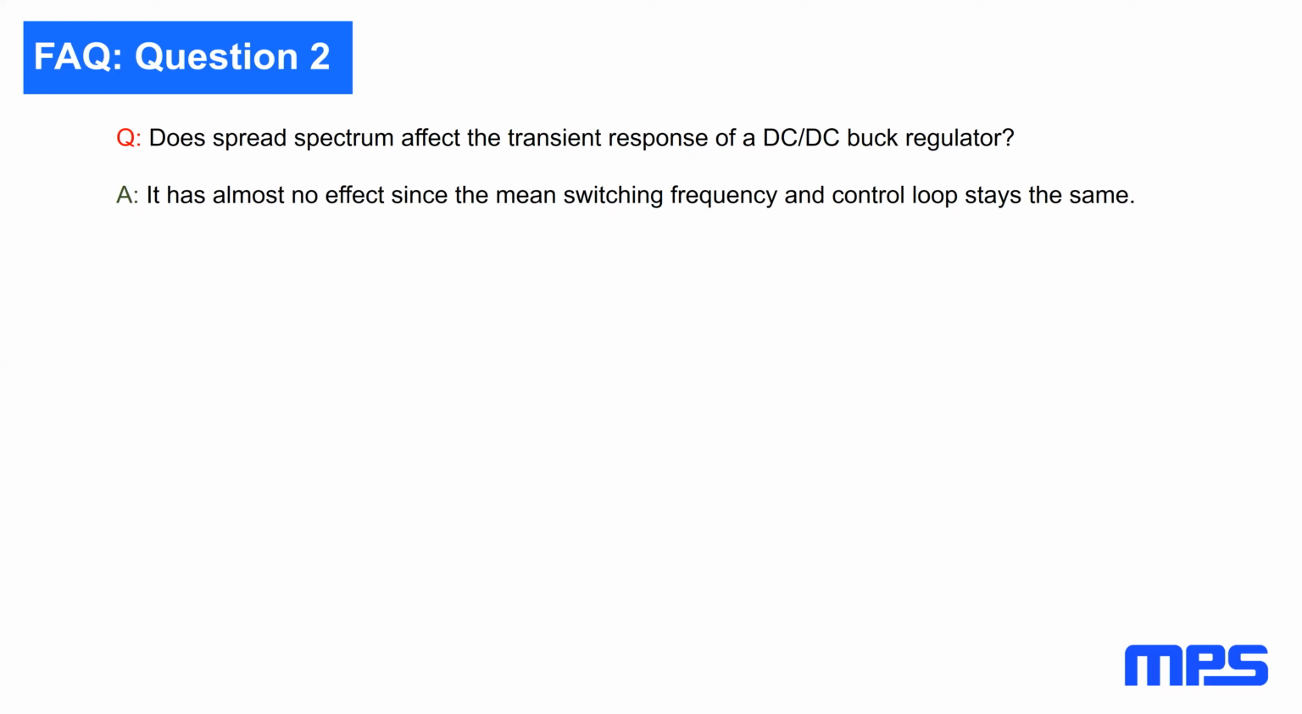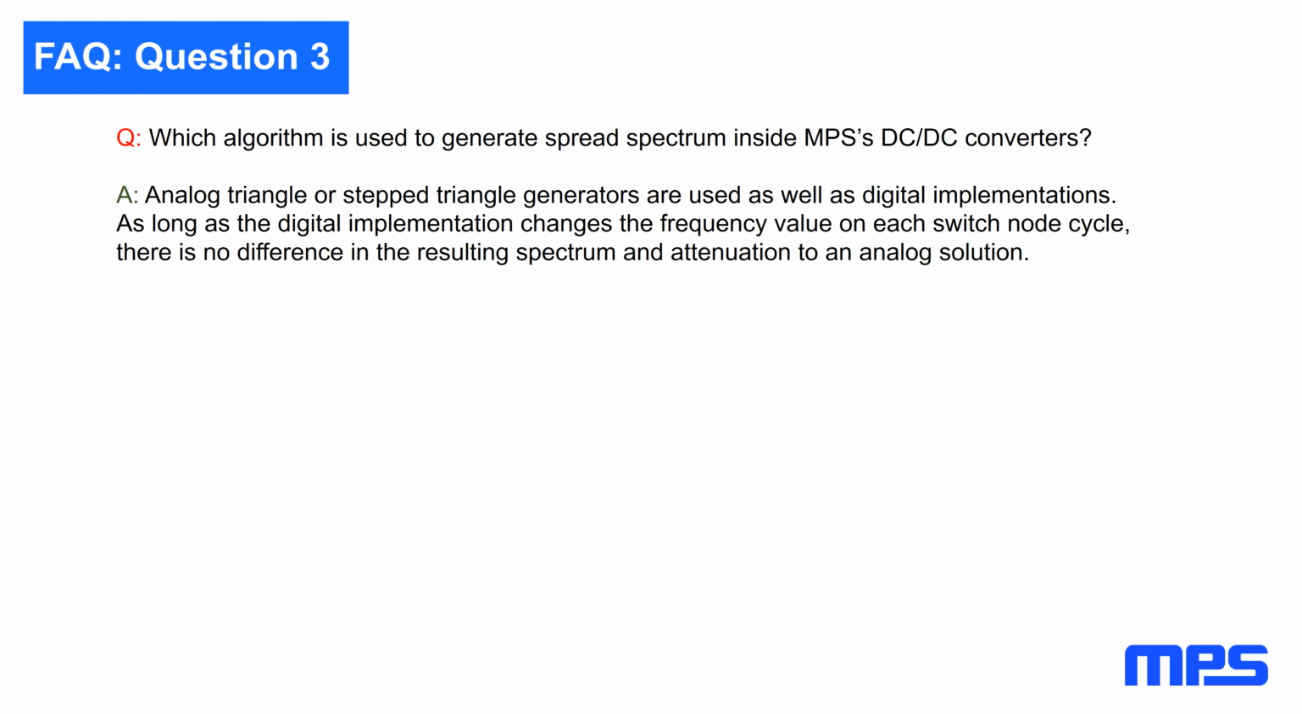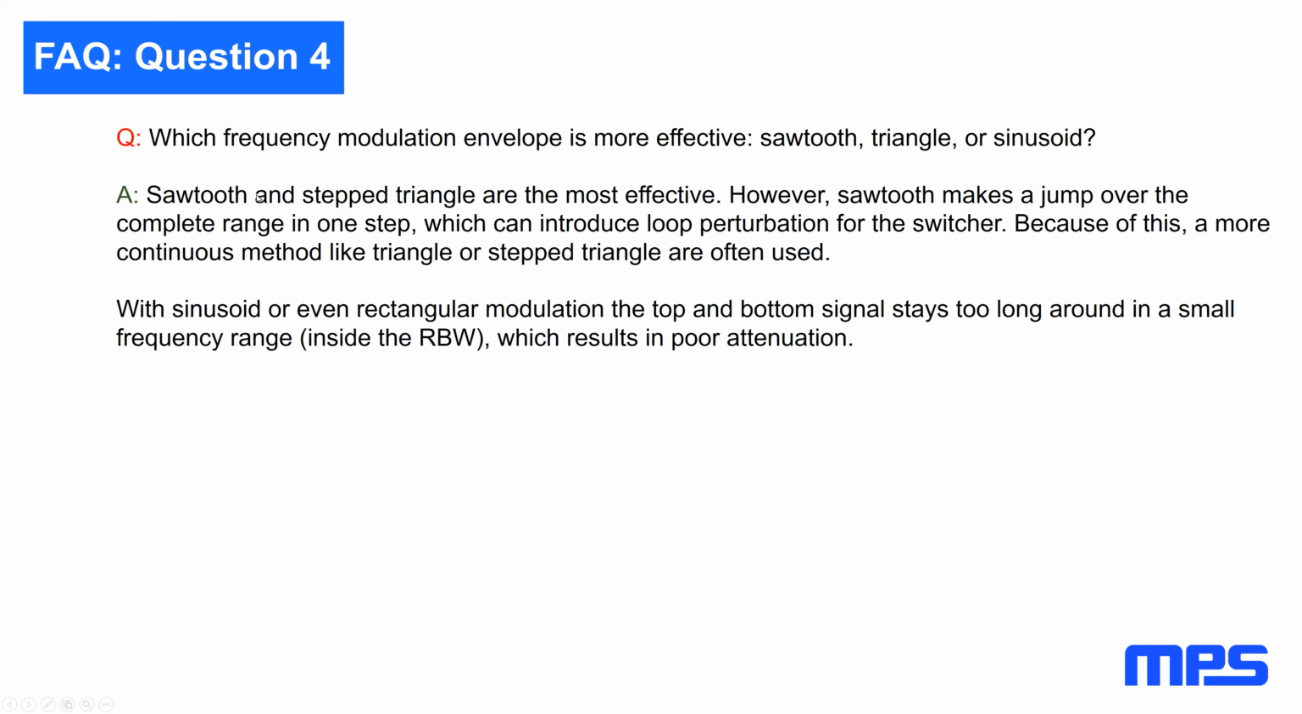Another one: which algorithm is used to generate spread spectrum inside MPS DC-DC converters? We have two methods. One is a small analog triangle generator or step triangle generator, and there's also a digital implementation used. But they both have the same effect, so it shouldn't bother you what we do internally.